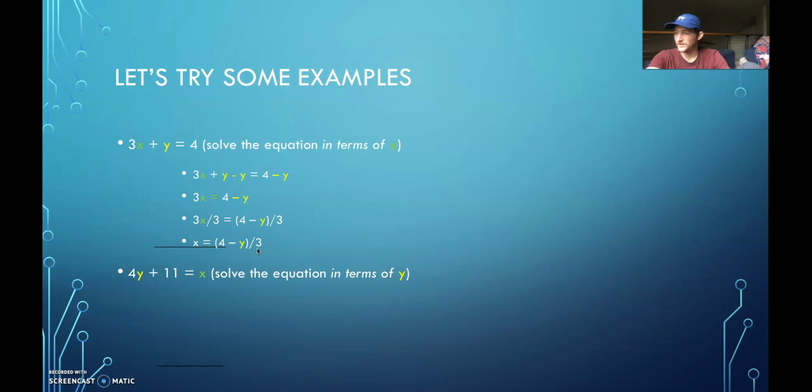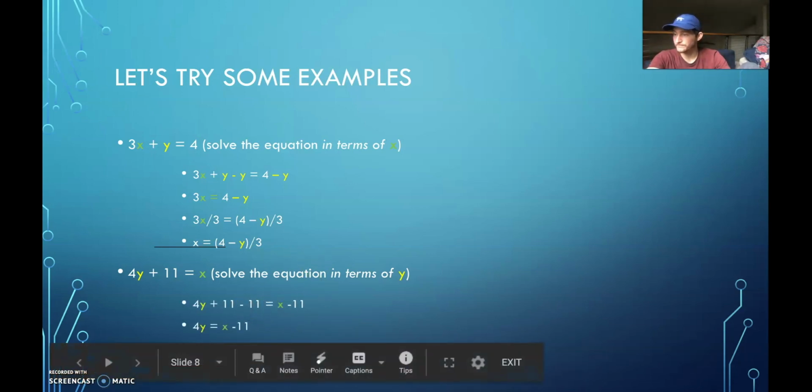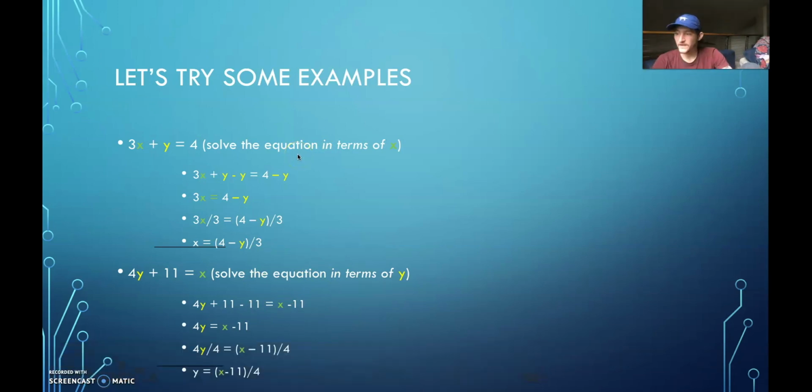All right, for our next one, 4y plus 11 is equal to x. We're trying to get y alone, so we're going to subtract 11 from both sides. Okay, so that's going to become x minus 11. And then we get 4y is equal to x minus 11, divide both sides by 4, and we get our final answer, y is equal to (x minus 11) divided by 4.